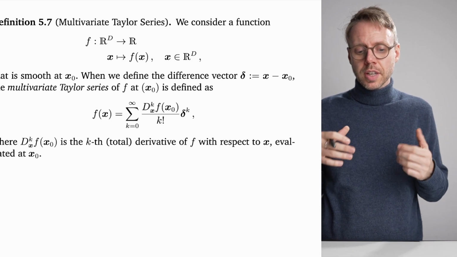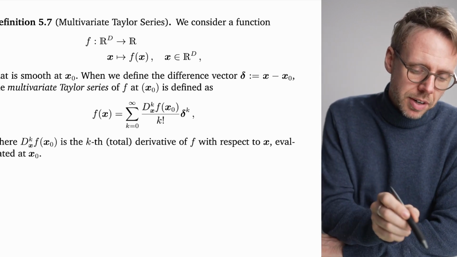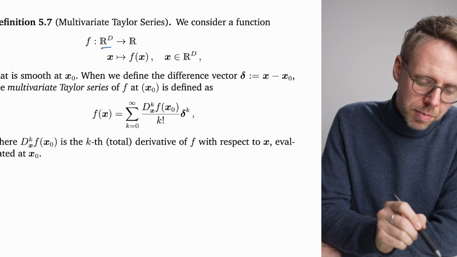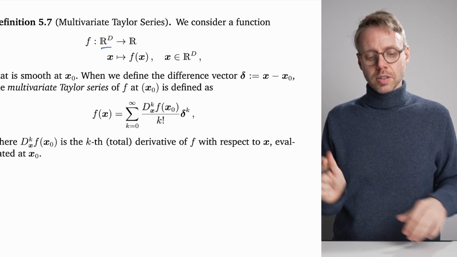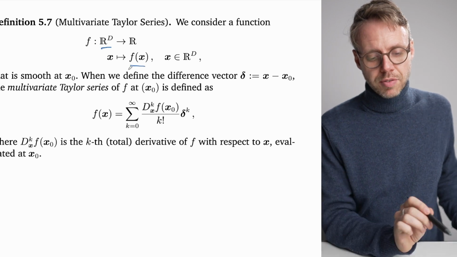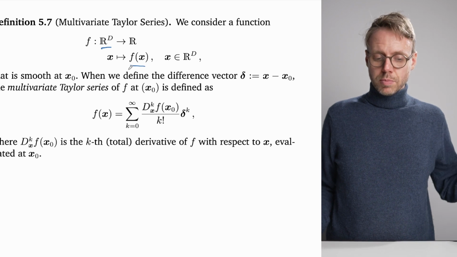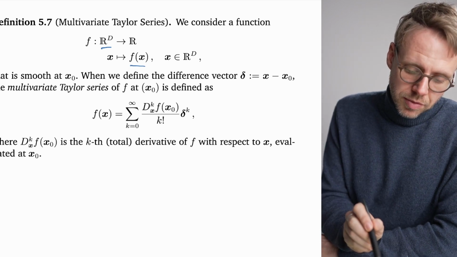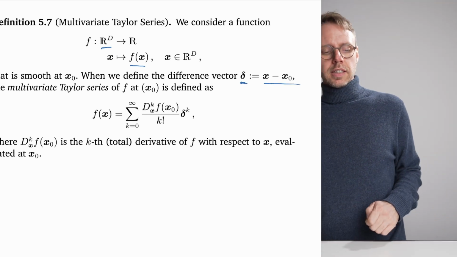So for completion, let me introduce to you the Taylor series for multivariate functions, so the multivariate Taylor series. So we have a multivariate function, so a function that goes from R to the D to R. So you take a vector x, and you get f of x, which is a scalar. This function needs to be smooth at this point x0. And in this case, we define our difference vector delta as x minus x0.